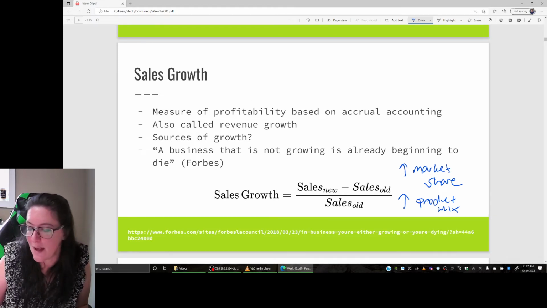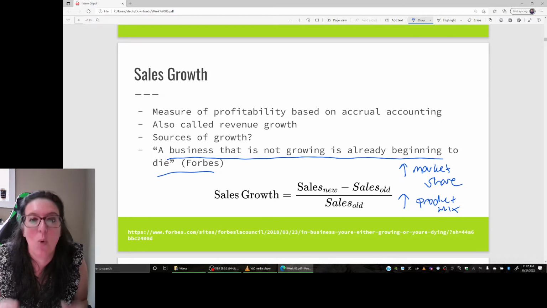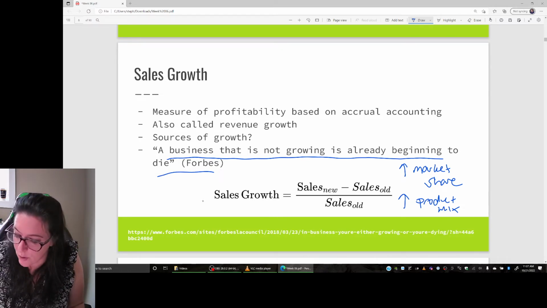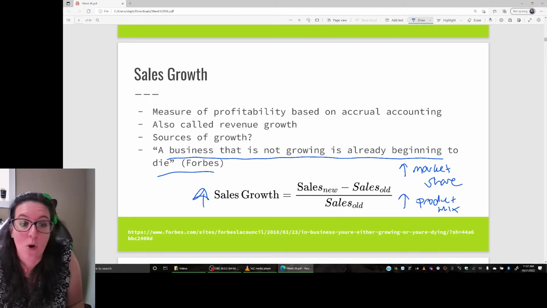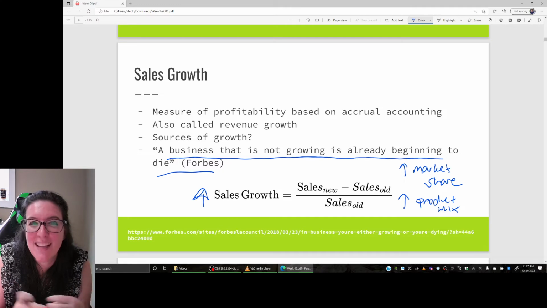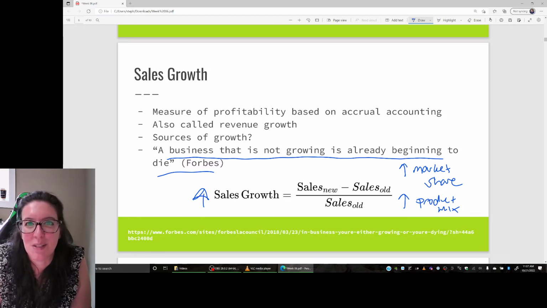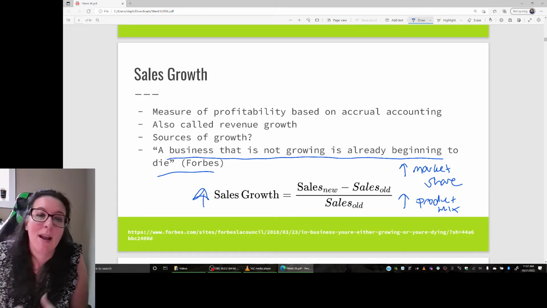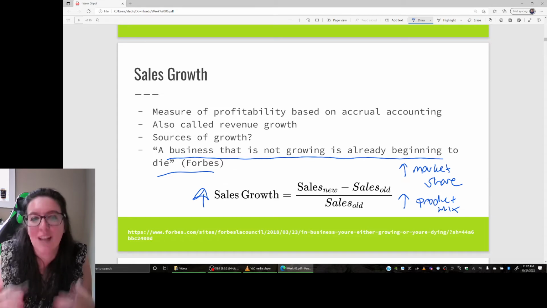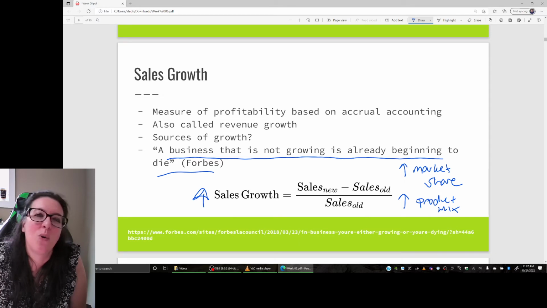Now, Forbes says a business that is not growing is already beginning to die. Why do we need our sales growth to keep going up and up over time? We need it to go up because we said that profit comes from sales revenue minus our expenses. Well, what do we know about expenses over time? They go up, right? As we have inflation, costs increase to the business, which means we need sales to increase in order to counteract that increase in cost.